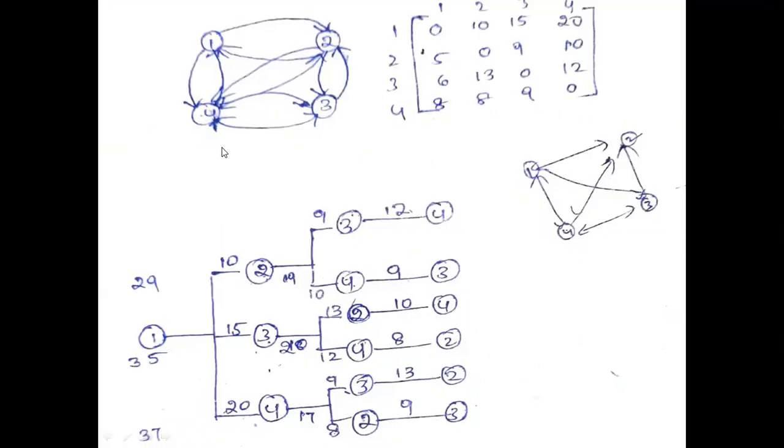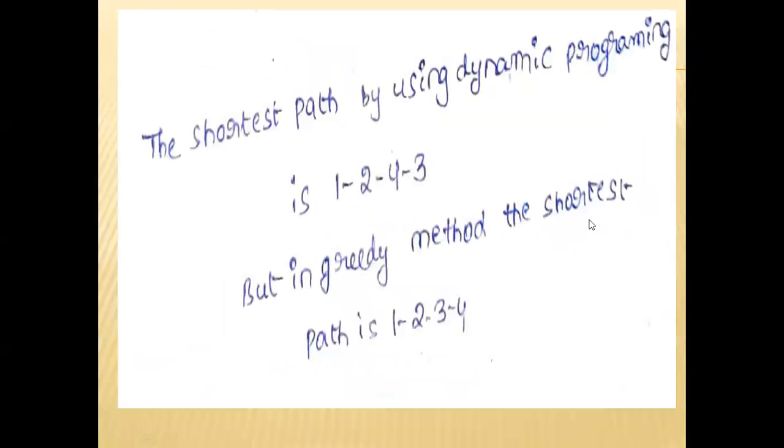Suppose in the greedy method we start at the first vertex and first reach the nearest vertex. From the first vertex, the nearest vertex is the second vertex, so 1 to 2. So first we are finding the solution using the greedy method, not dynamic programming. In dynamic programming we have multiple solutions, but in the greedy method we have only a single solution.